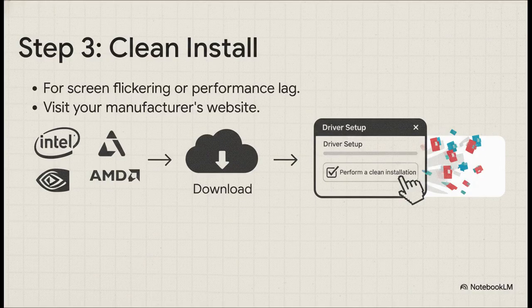Okay, but what if you're dealing with screen flickering or your games are lagging? It's time for step 3, and this one is all about your graphics card. You're going to go straight to the source, the manufacturer's website, so Intel, AMD, or NVIDIA. Download their latest driver, and when you're installing it, keep an eye out for a little checkbox that says, "Perform a clean installation." Ticking that box is the magic wand. It wipes out all the old, corrupted files that are usually causing those visual bugs.